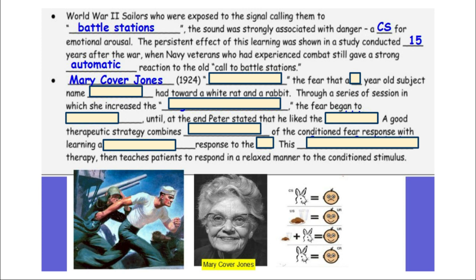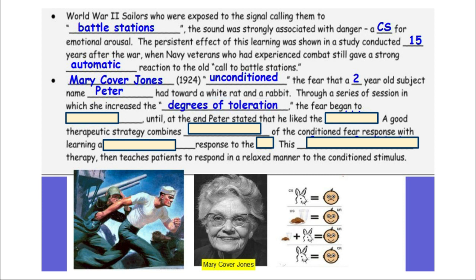Mary Cover Jones, who you see pictured below, in 1924, basically studied the fear of a 2-year-old subject named Peter towards a white rabbit and a white lab rat. Through a series of sessions in which she increased the degrees of toleration, the fear began to decrease until at the end Peter stated that he liked the rabbit.